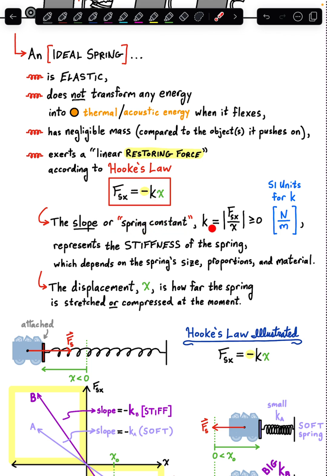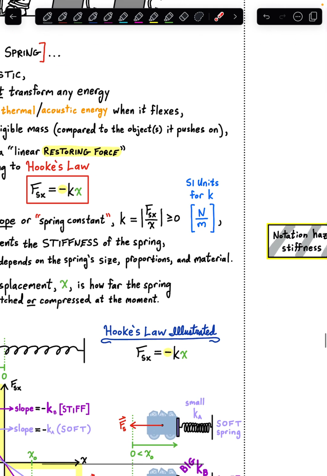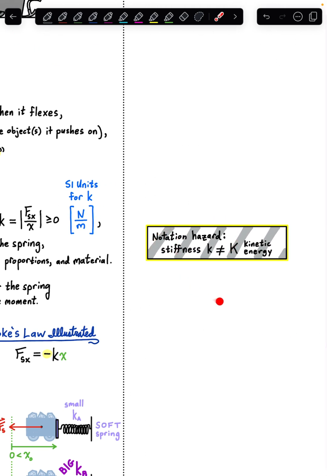We see that the spring constant, unit-wise, is a force over a displacement, so a force over a length. It is non-zero by definition and non-negative, so k is always going to be a positive number. The units are newtons per meter, the SI units for spring constant. Not to be confused with newtons times meters, newton-meters, the SI unit for work. Another notation hazard here is that the stiffness or spring constant of a spring, little k, is not to be confused with capital K, which represents kinetic energy.